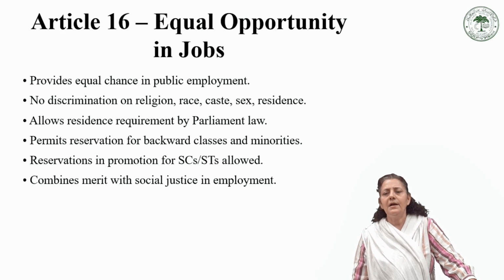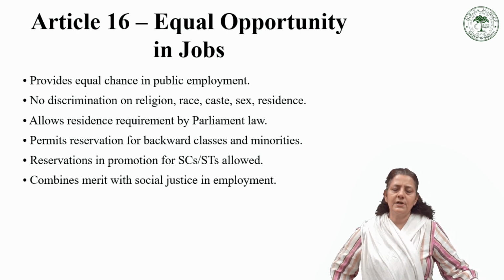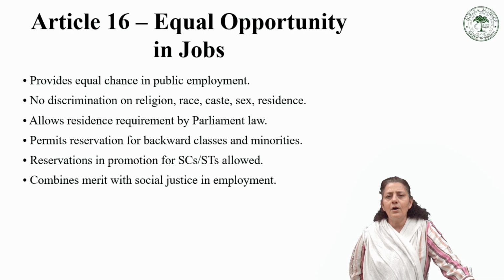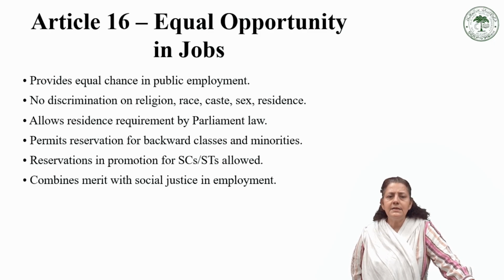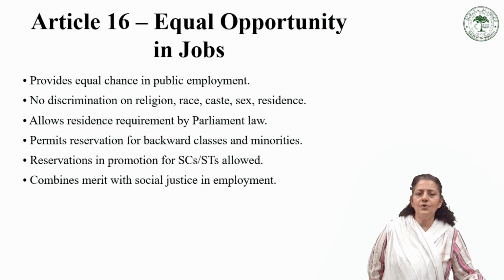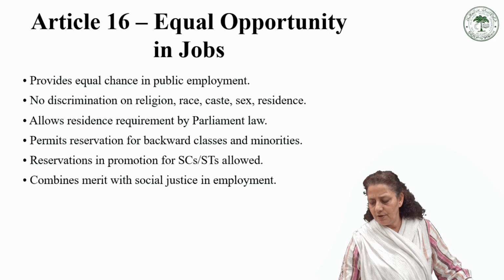Clause 3 empowers Parliament to make laws requiring residence qualifications for specific jobs within a state or union territory. Clause 4 allows the state to provide reservation of appointments or posts for backward classes that are not adequately represented in public services. Clause 4A, inserted later, extends reservations to promotions for scheduled castes and scheduled tribes, including consequential seniority. Clause 4B permits carrying forward unfilled reserved vacancies to the following year without affecting the 50% ceiling on total reservations. Clause 5 ensures that laws can require religious qualifications for officers in religious or denominational institutions.